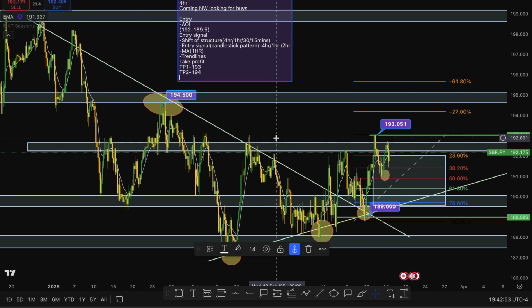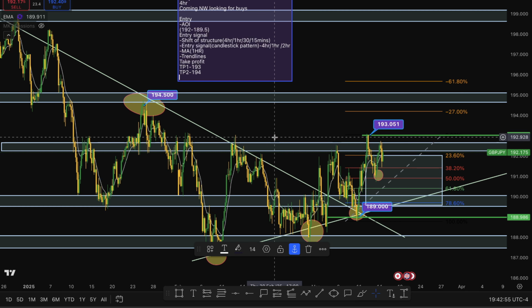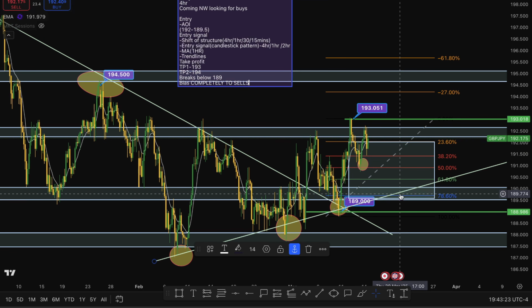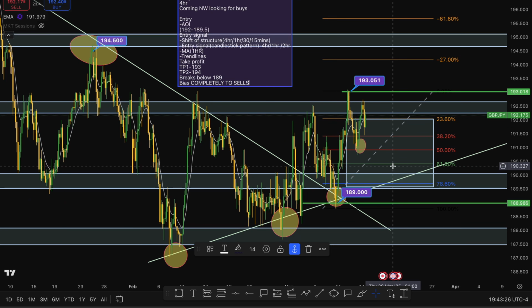I've shown you the possible entry points. I've told you my bias for this week. I could be wrong. I could be right. By midweek, if you don't see the trade playing out, if it breaks below 190, 189, so let's say it breaks below 189, my bias completely changes back to sells. However, I will not be looking for sells if it doesn't break 189 at all. Definitely will not be looking for sells.